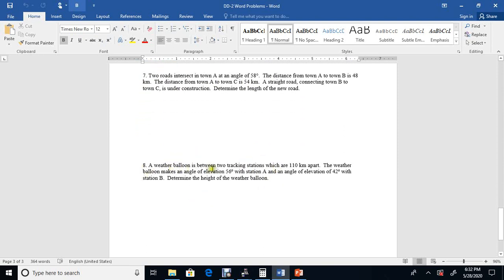And then the last question, another one of these balloon questions where the two people are on both sides again, and determine the height this time of the weather balloon. So it's very similar to the very first example we did.